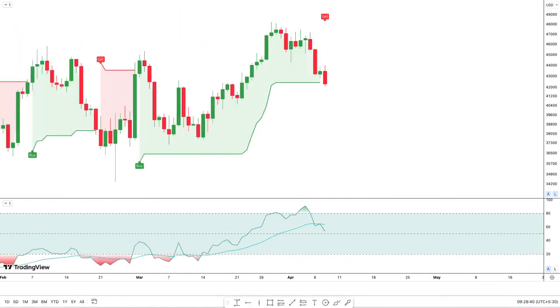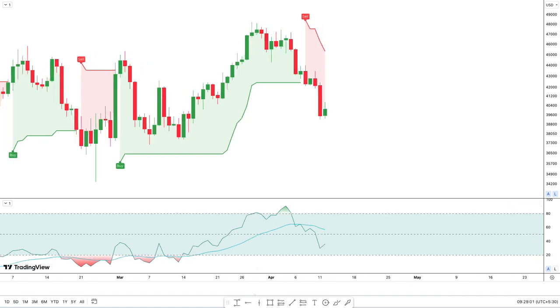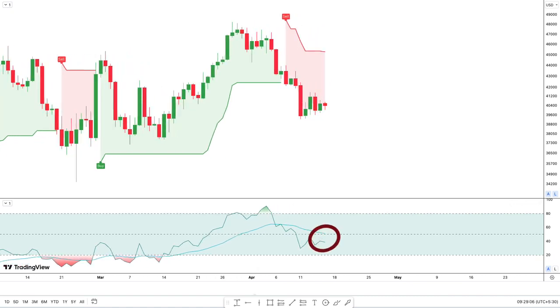Let's analyze an example of a sell trade, which is the opposite of a buy trade. Here's how the scenario unfolds. In the chart, we can observe that the SuperTrend indicator has generated a sell signal with a red line. However, we exercise patience and wait for the RSI indicator to enter the red zone. After observing the market for some time, we notice that the RSI has now entered the red zone. This indicates a favorable condition to execute our sell trade.